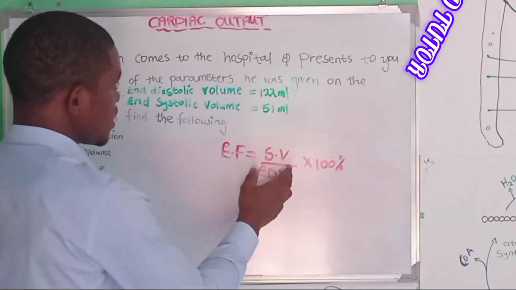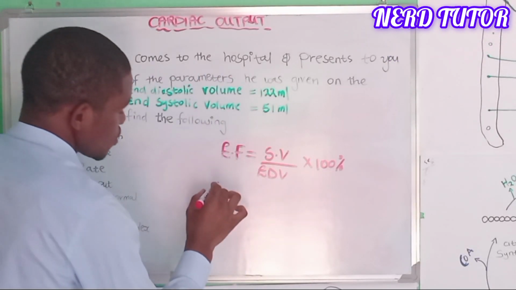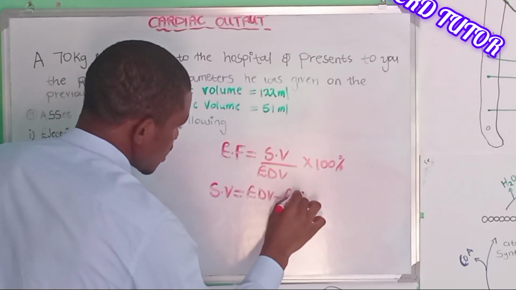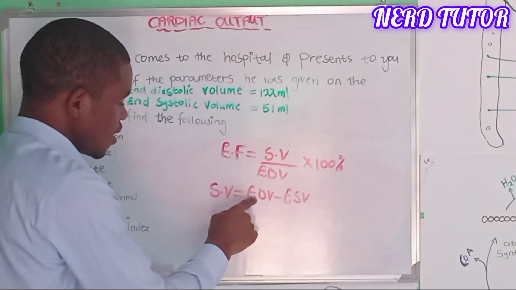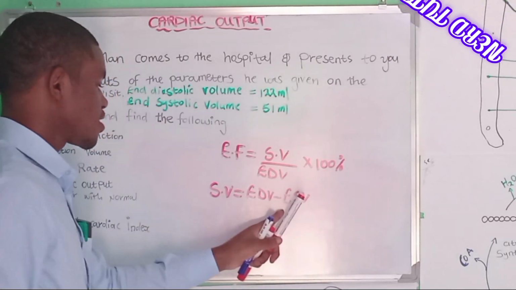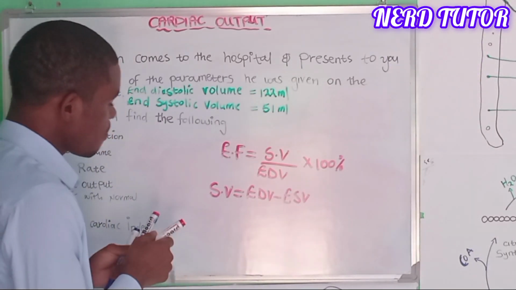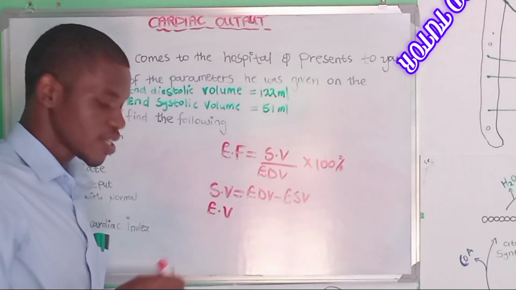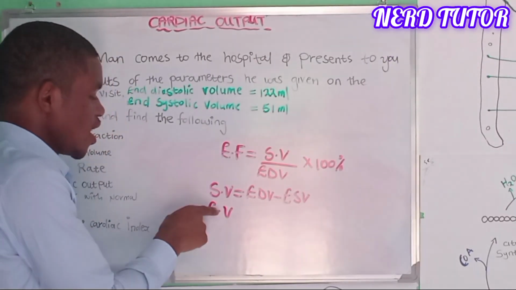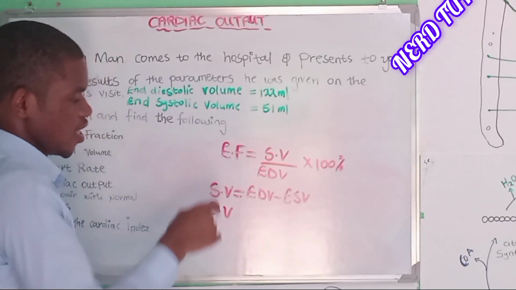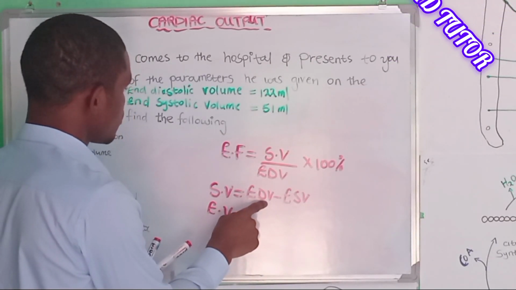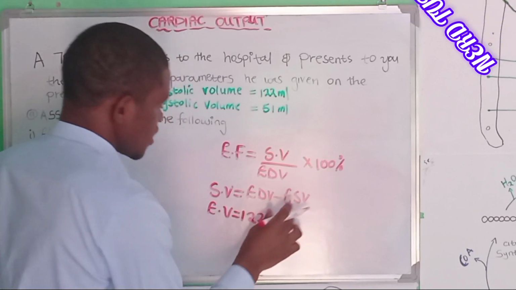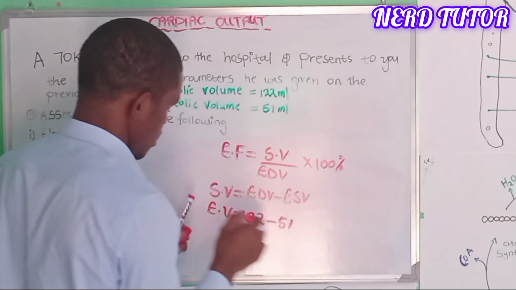It's very simple. All you have to do is subtract these two. The stroke volume will be equal to the end diastolic volume minus the end systolic volume. The difference between the end diastolic volume and the end systolic volume is the stroke volume. Remember that the stroke volume is also referred to as the ejection volume, so what we are solving for here is the ejection volume. This is the formula that we use. The end diastolic volume we are given is 122, minus the end systolic volume, which is 51.